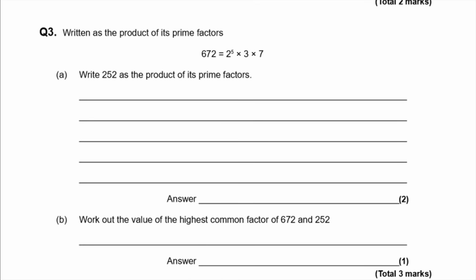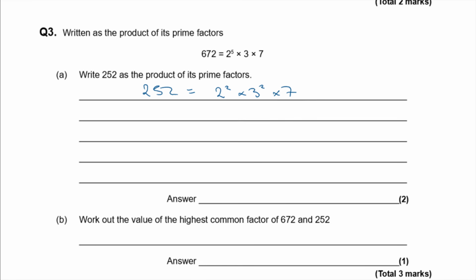Question 3. Written as the product of its prime factors, 672 is 2 to the 5 times 3 times 7. First up, write 252, an unrelated number, as the product of its primes. So again, just the same way as we did a moment ago, 252 equals, and then shift fact. That's going to give me 2 squared times 3 squared times 7.